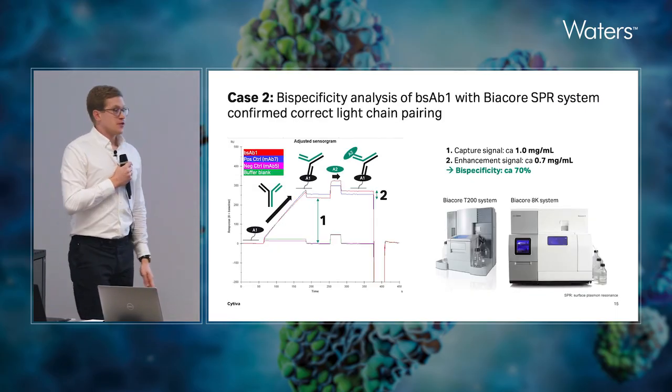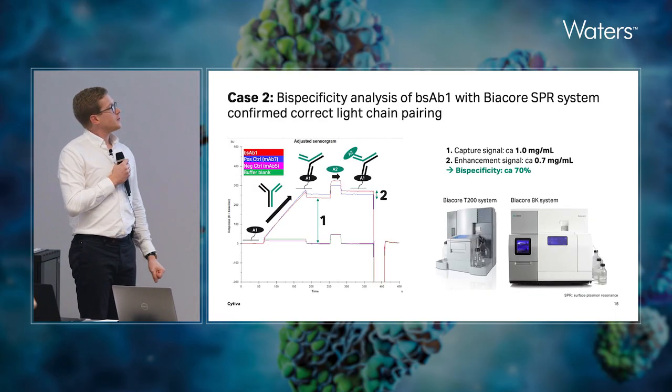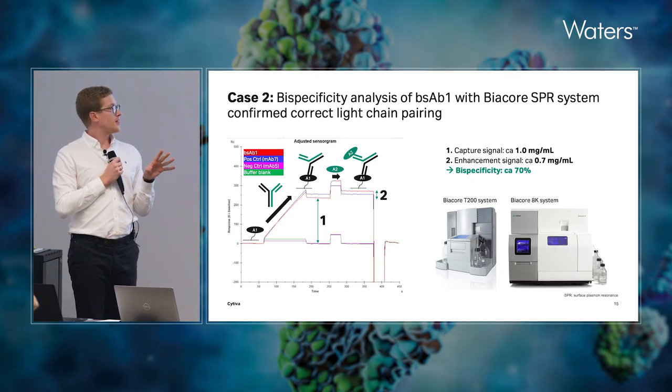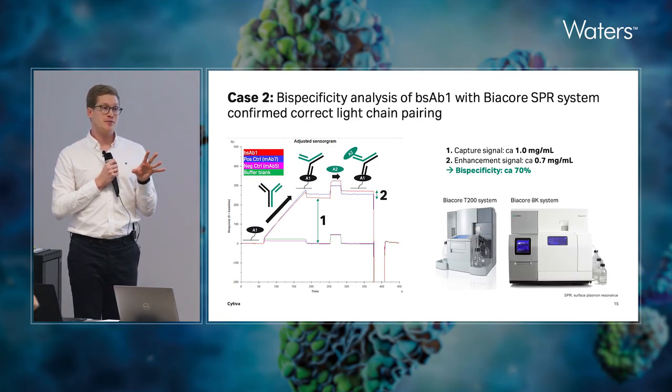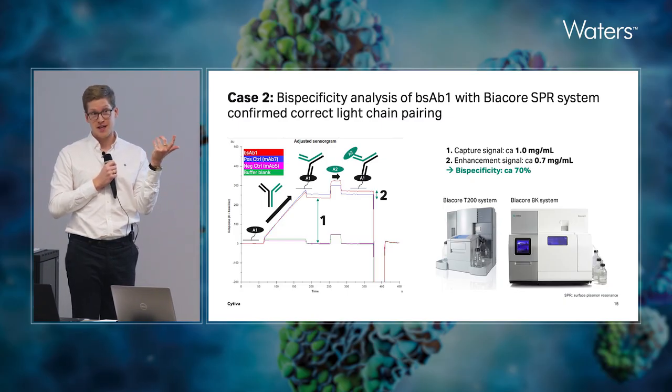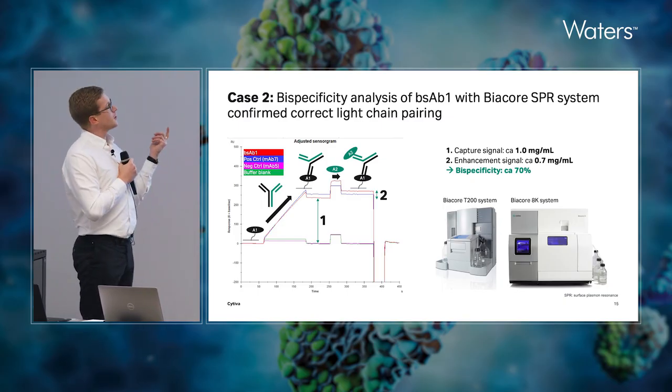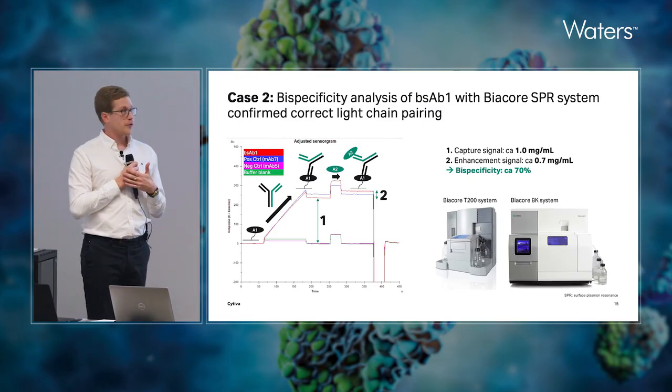For anyone paying close attention, you can see that we now have black and green heavy chain, black and green light chain, but the light chain can just be swapped and we will have the exact same molecular weight. And that we can't see on the mass spec. Luckily, we can do that with Biacore.